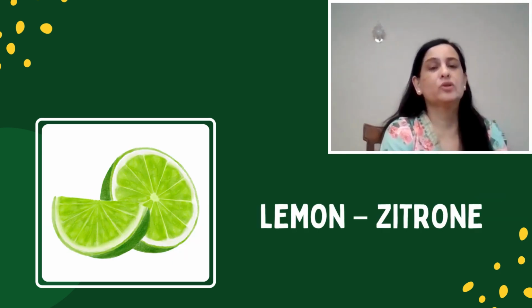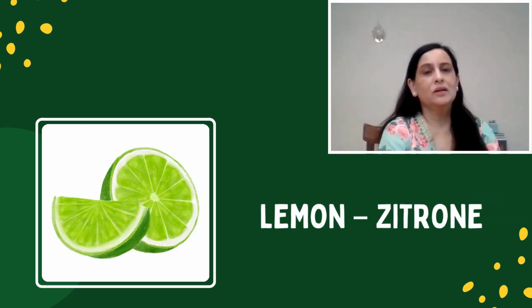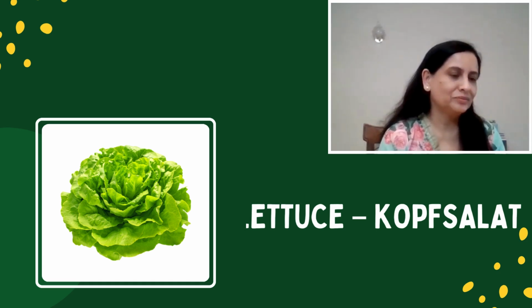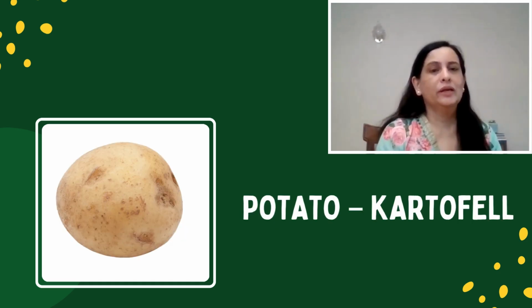Lemon is called citron. Lettuce is Kopfsalat. Actually, salad means salad in English. So it means the leaves which are used in salad, they are called Kopfsalat, lettuce. Then potato is Kartoffel.